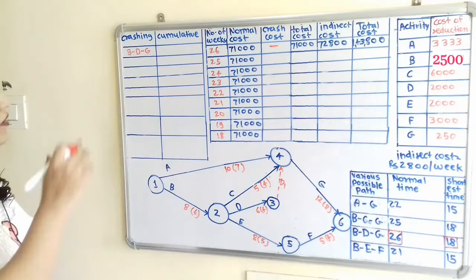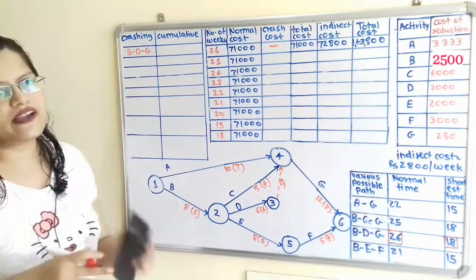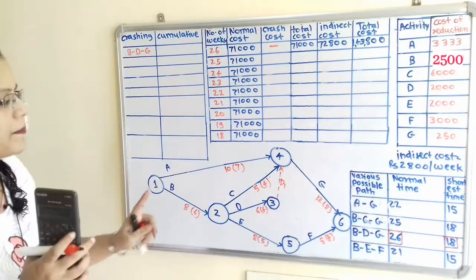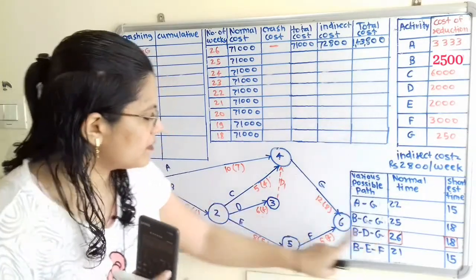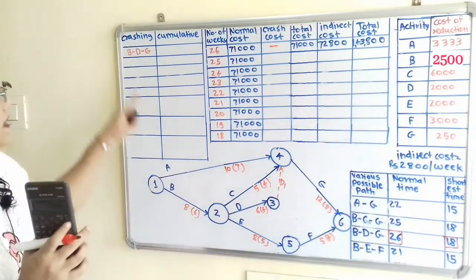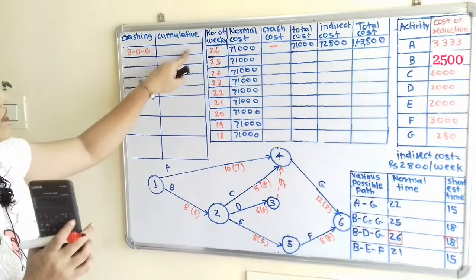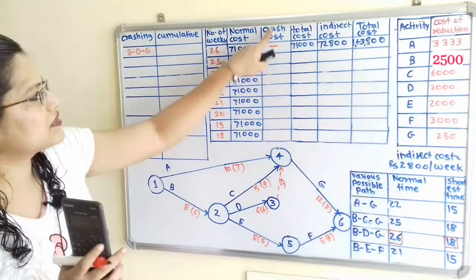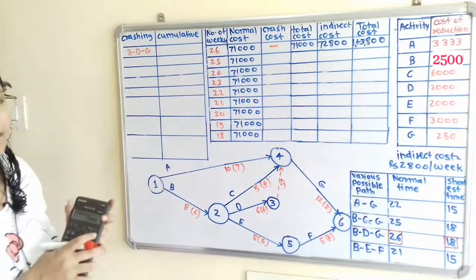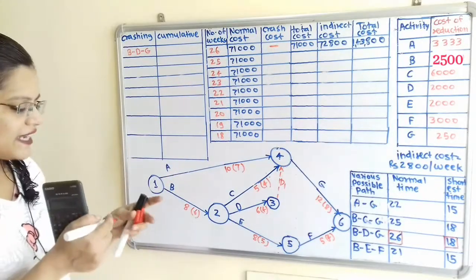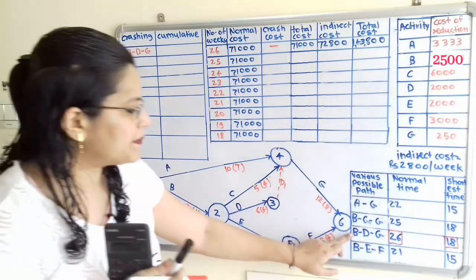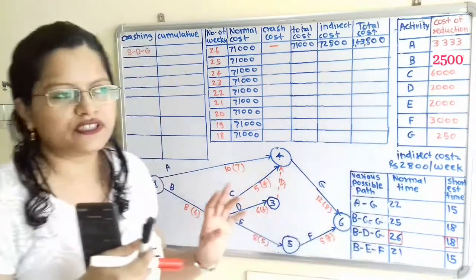Now how to crash? For that we have to make 4 changes. First change will be here, second change in the diagram, third change we have to calculate this cumulative cost, and then we have to mention this crash cost in this cost sheet table. Now for crashing there are 3 activities available: first activity B, second D and third G.